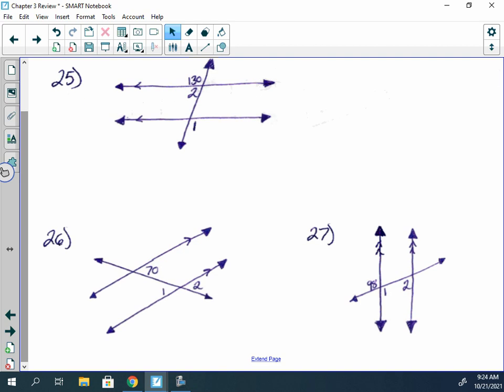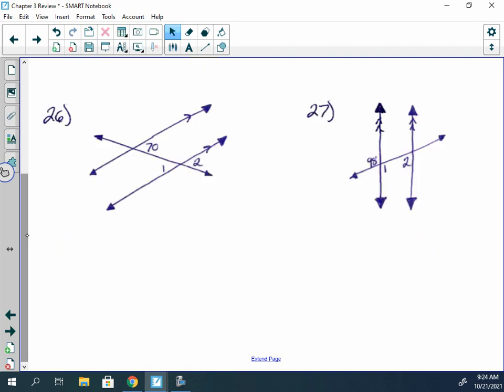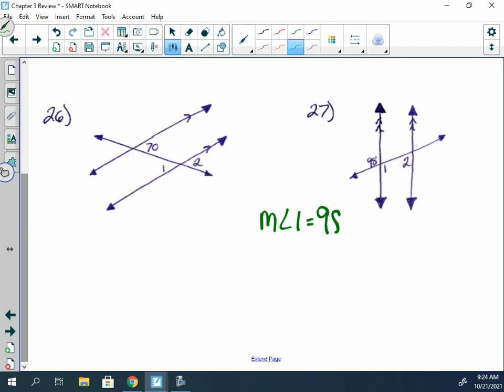Now, if we look at problem number 27, we're told that this one angle is 98 degrees, yes? What do we know about angle 1? It's not corresponding. It starts with a V. Vertical angles. And vertical angles are the same, they're congruent. So angle 1 is going to be 98 degrees.